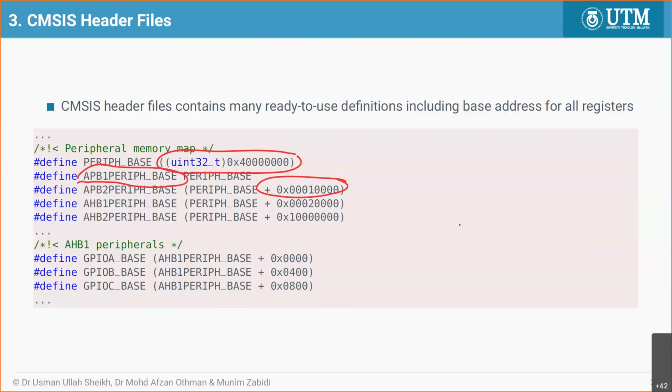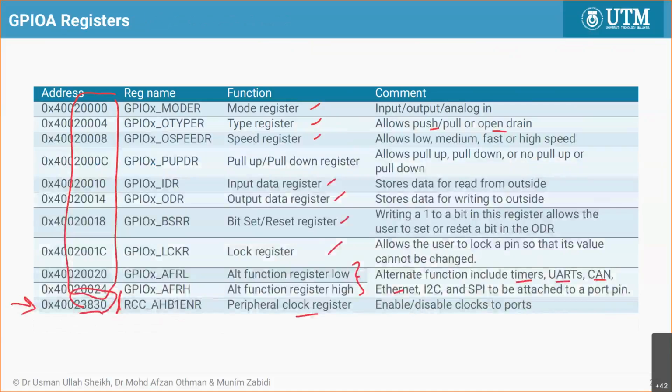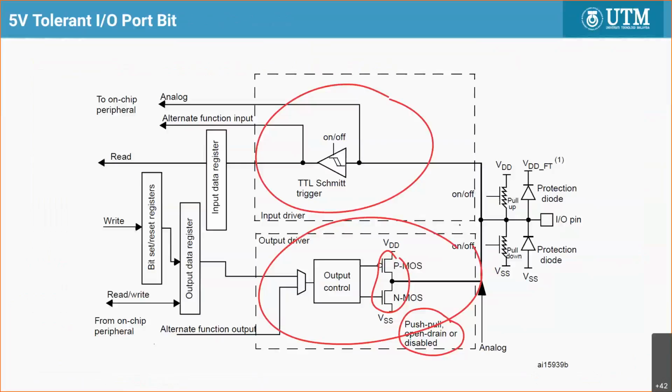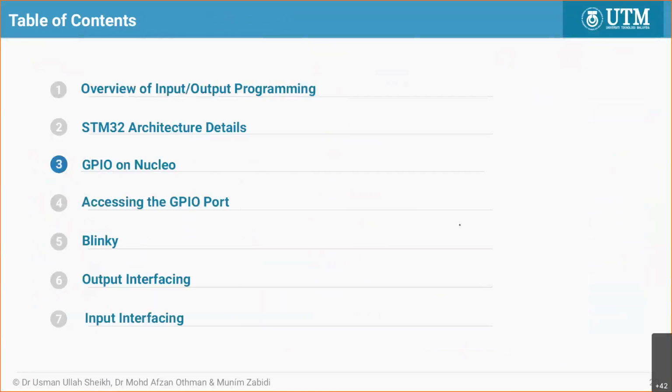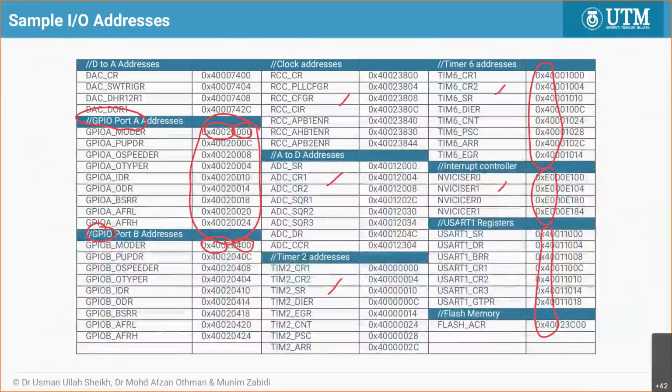Address itself is from here. Okay, this address should be the same because it's 0. But B and A differ only by 400 hex, and we can verify that from here. Okay. Remember this table.